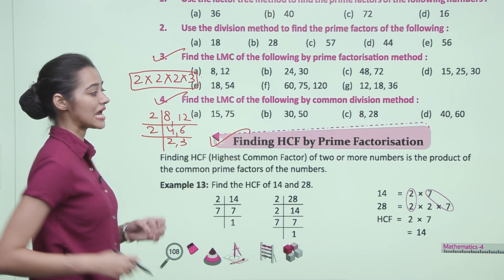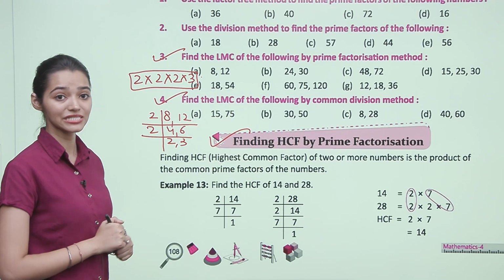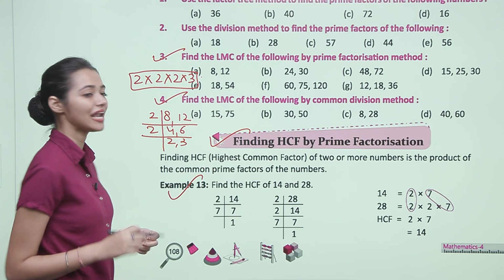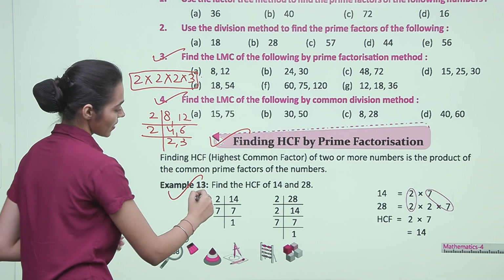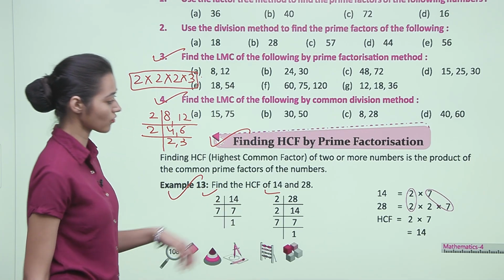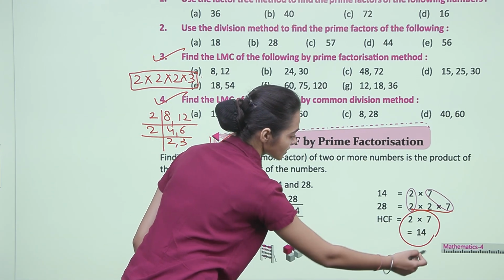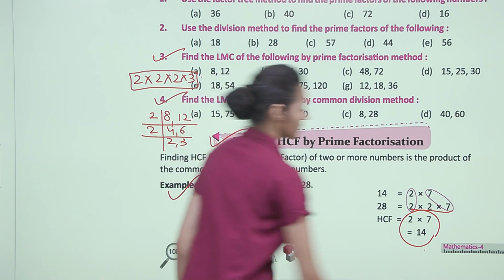Now next is finding HCF by prime factorization. We have to find the HCF of 2 or more numbers, that is the product of the common prime factors of the numbers. Now let's understand it better with the help of example number 13. We have to find the HCF of 14 and 28. Here is the prime factorization of 14, here is the prime factorization of 28, and here are the common factors of both the numbers, that is 2 into 7. So 14 is the HCF of 14 and 28.